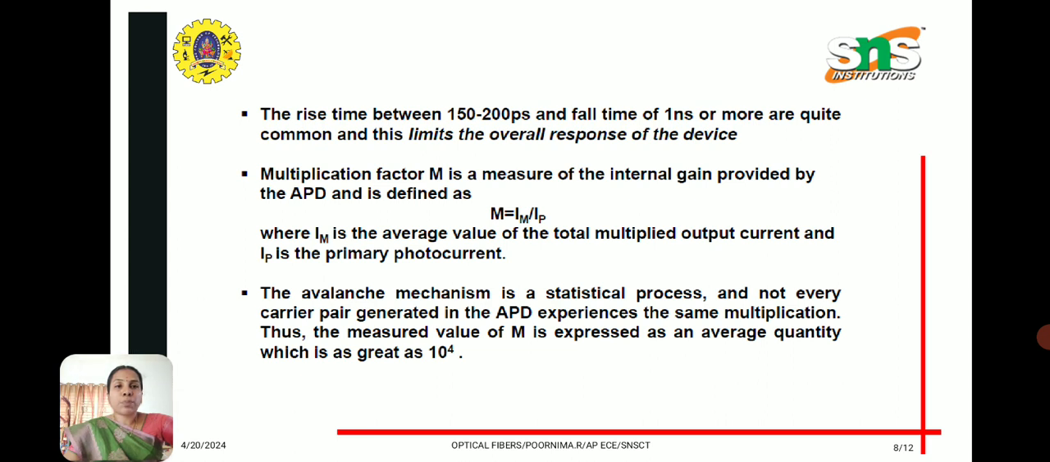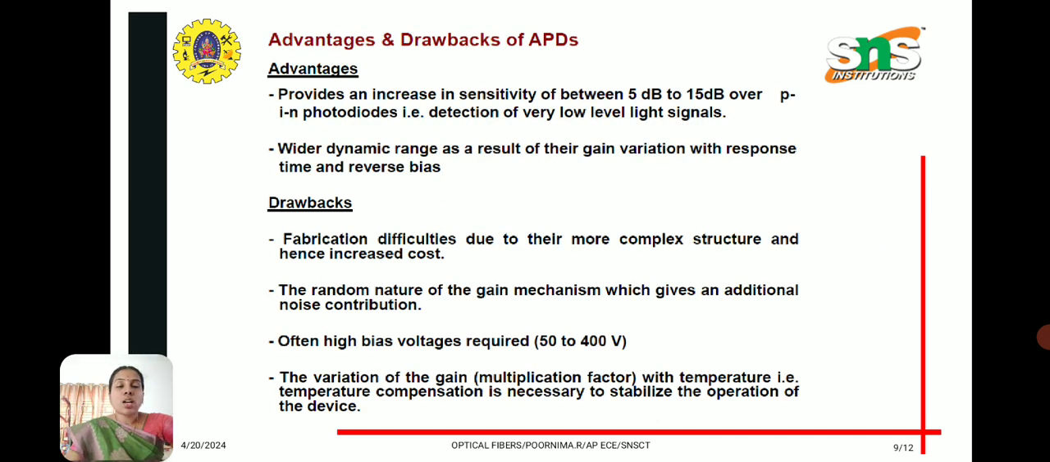The multiplication factor is the measure of internal gain provided by the APD, defined as M = IM divided by IP, where IM is the average value of the total multiplied output current and IP is the primary photocurrent. It is a statistical process and not every carrier pair generated in the APD experiences the same multiplication. Therefore the measured value of M is expressed as an average quantity, which is as great as 10^4. The advantages and drawbacks of avalanche photodiodes: it provides an increase in sensitivity between 5 dB to 15 dB over PIN photodiodes, that is, detection of very low level light signals, and a wider dynamic range as a result of gain variation with response time and reverse bias. The drawbacks are fabrication difficulties due to their more complex structure and hence increased cost, the random nature of the gain mechanism which gives additional noise contribution, high bias voltages required, and variation of the gain with temperature.